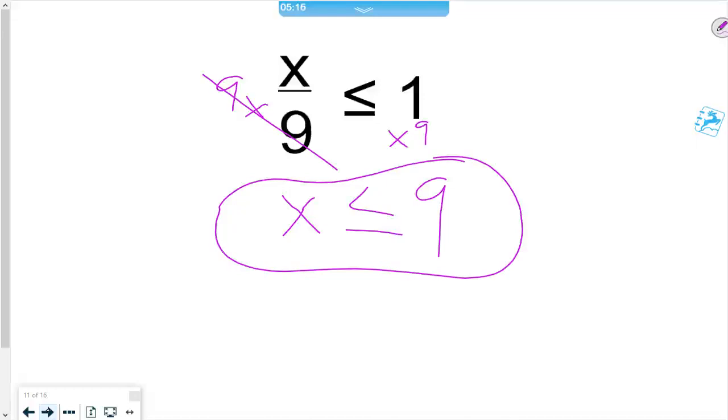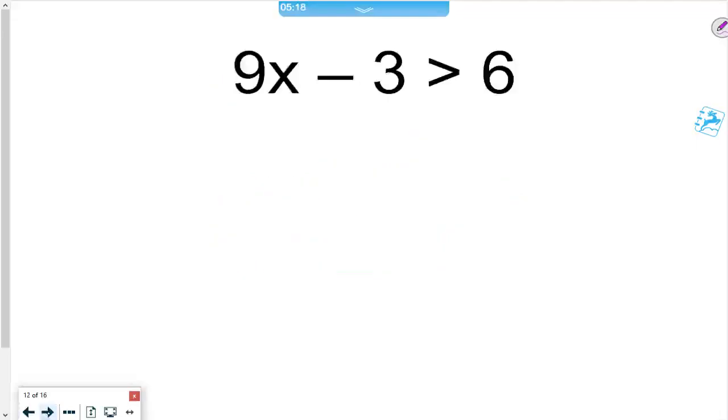So I have 9 times x minus 3 is greater than 6. Now we have a two-step. So again, we're going to start on the side with our variable. We've got to get rid of the first number first. So the opposite is plus 3.